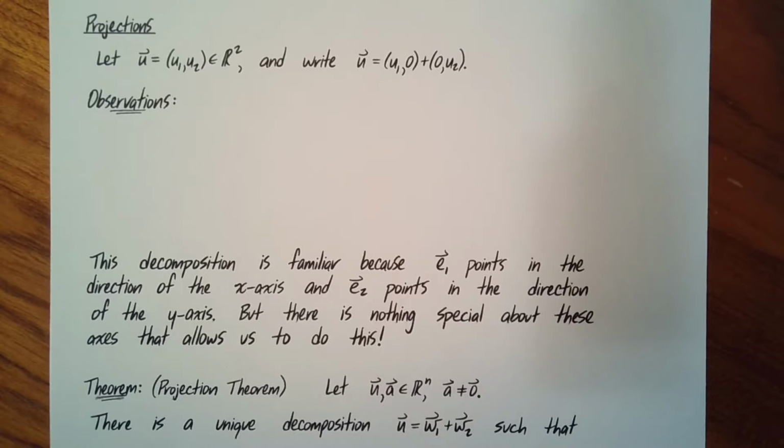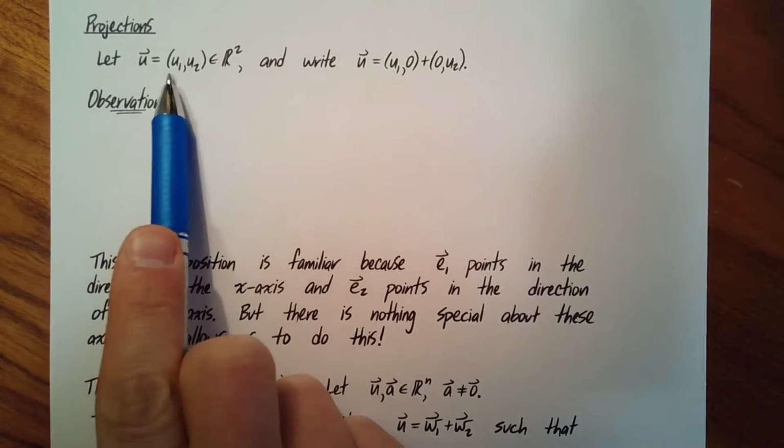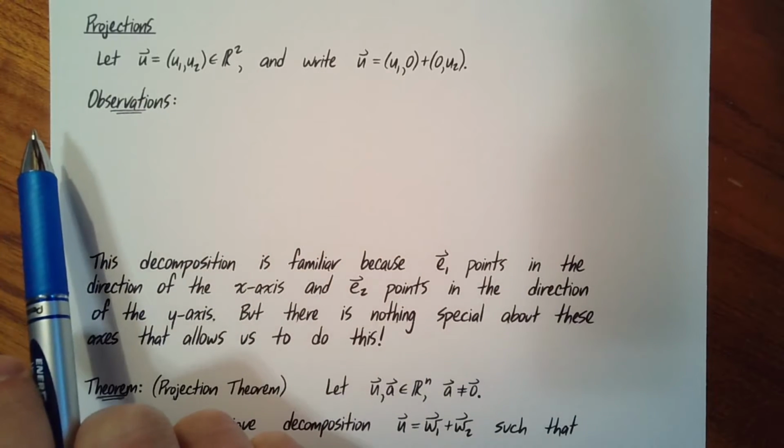Okay, and next we're going to introduce a tool called the projection. And I want to start with looking at the following situation in order to motivate this. So let's say we have a vector u in R2, and we'll label its coordinates with just u1 and u2.